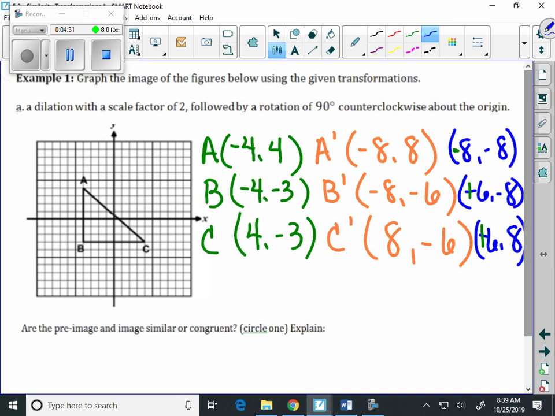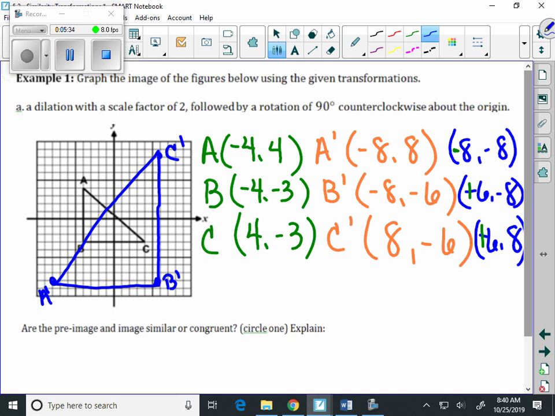And now what we can do is we can rotate this after the dilation. Again, go in order. But negative 8, 8, negative 8. 1, 2, 3, 4, 5, 6, 7, 8. Here's our new A. And our new B is going to be 6, negative 8. Here's our new B. And our new C is going to be 6, positive 8. 1, 2, 3, 4, 5, 6, 7, 8. And there's our new C. And sorry for the little bit of disorientation, but you get the idea, and we've got the ordered pairs over there.